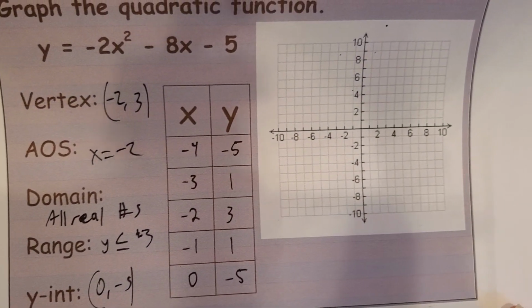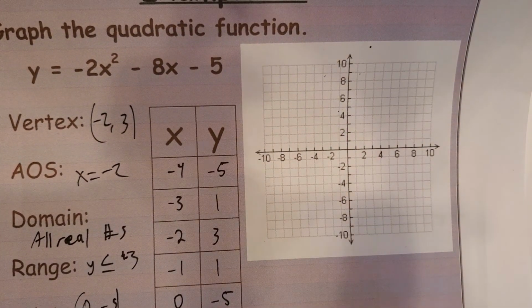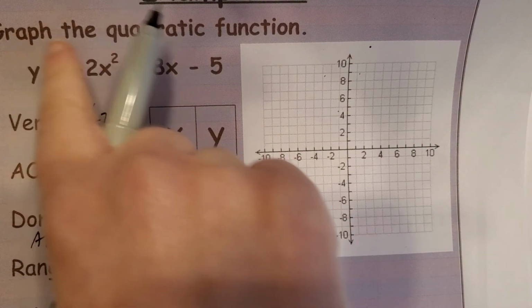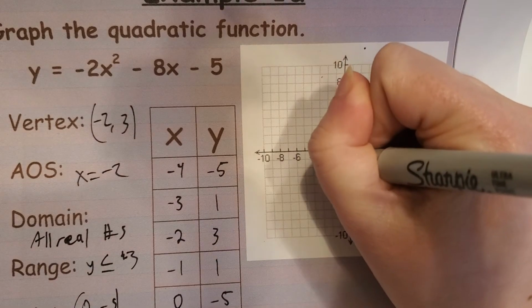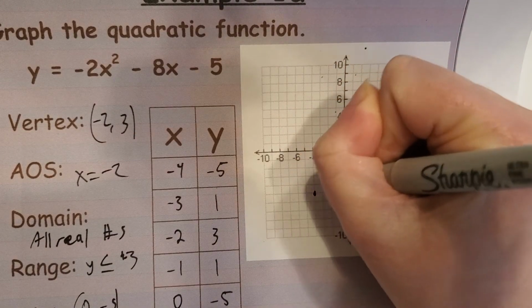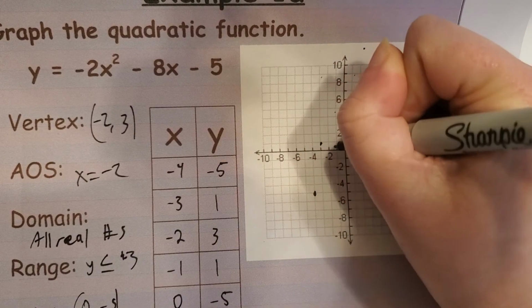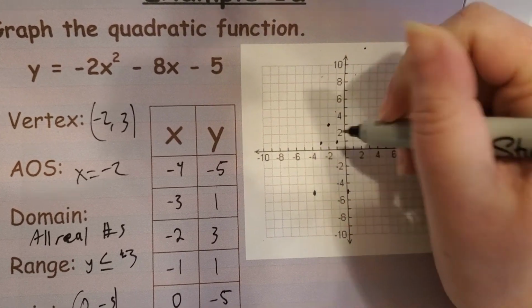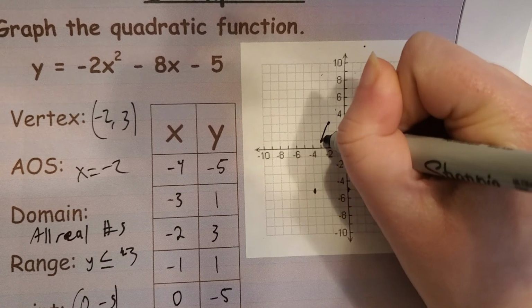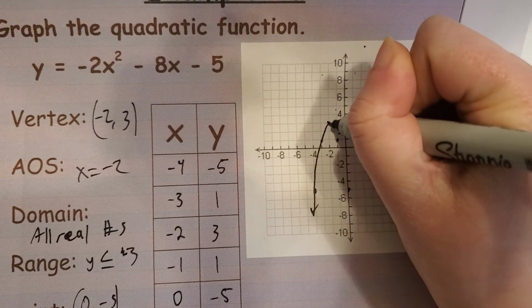All right. So now we actually have to make the graph. We did all that work, but because the question says graph it, it's a waste unless we actually make the picture. So we just plot the point. Negative 3, 1. And it does curve down.